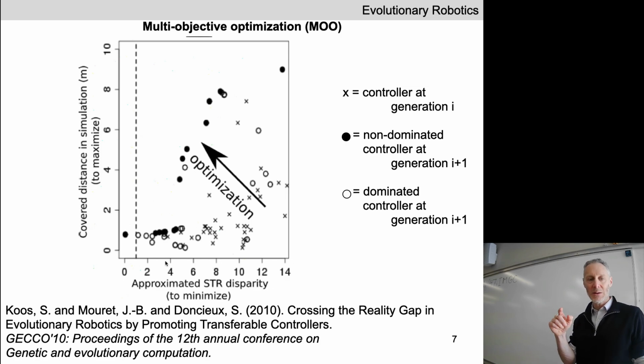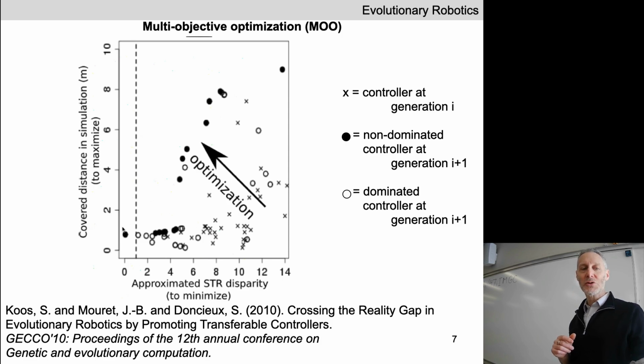Minimize the disparity between, or the predicted or approximated disparity between, simulation and reality. Let's have a look at the X's for a moment. These were all the controllers they had in the population at generation I. Some of these X's were deleted, the ones that were dominated. The non-dominated solutions survived. They produced some offspring of their own. And at the next generation, generation I plus 1, they're showing you the dominated and non-dominated solutions.